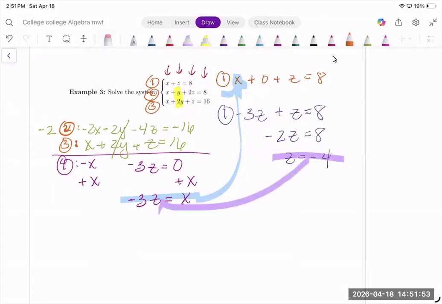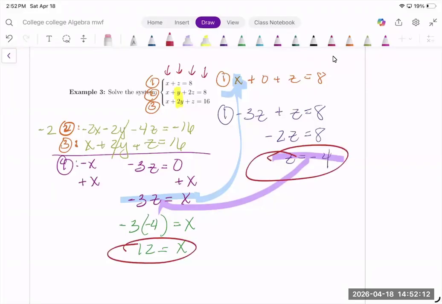A lot of back and forths with the 3. So -3 times -4, whoops, sorry, I wrote the answer, is equal to X. So X is equal to 12. But now we know what X is, we know what Z is. We can go back to equation 2 or 3, doesn't matter, to find Y. I'm going to use equation 2 because it's a simple version of Y.